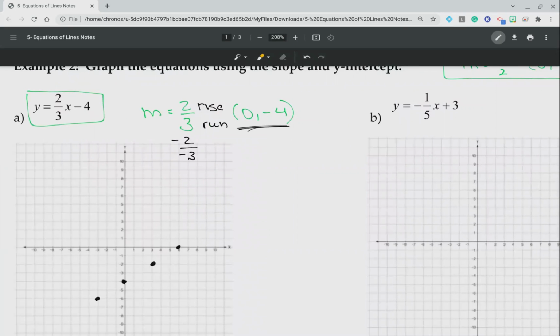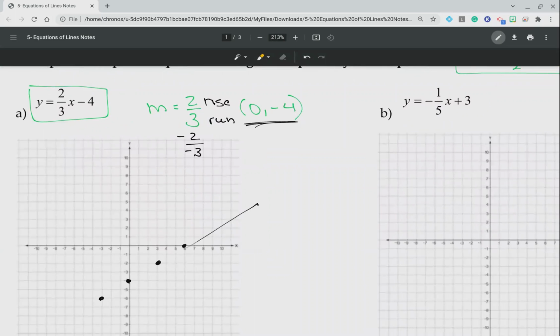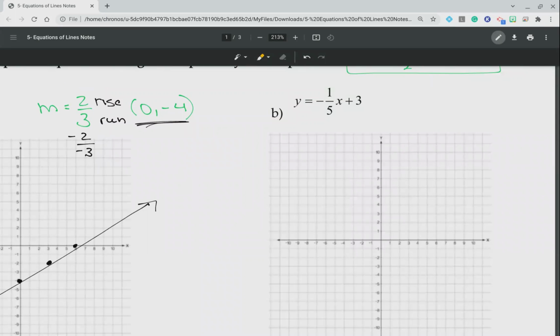And remember, make your line all the way through your graph here. Oops, my line doesn't seem to want to draw. There we go. And that's how you graph an equation from slope-intercept form. Okay, so no surprise, I would like you to go ahead and try this one.